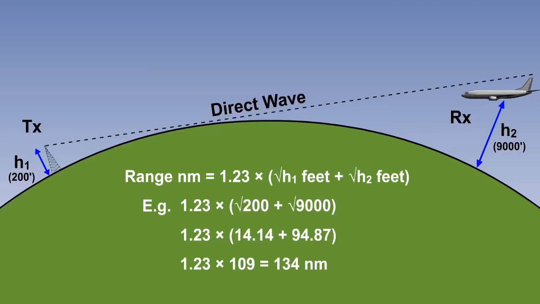Several factors affect the range of VDF transmissions. As VDF utilizes the VHF band, or sometimes the UHF band, the range in nautical miles will obey the line of sight formula of 1.23 times the sum of the square root of the height of the receiver in feet and the square root of the height of the transmitter in feet. So the higher the aircraft, the better.